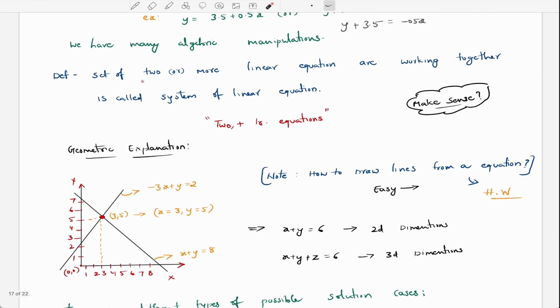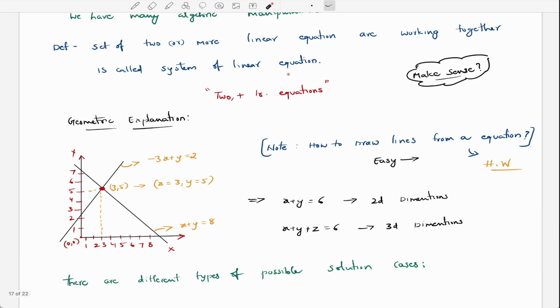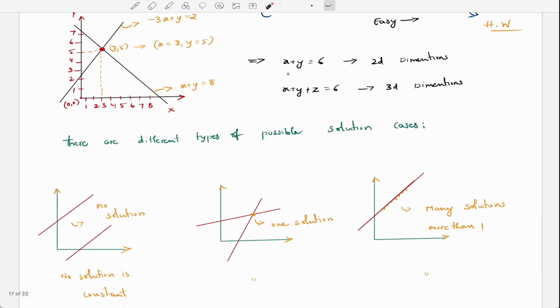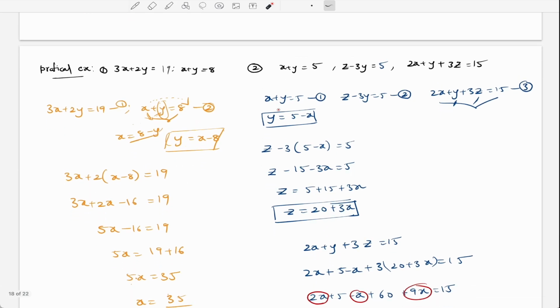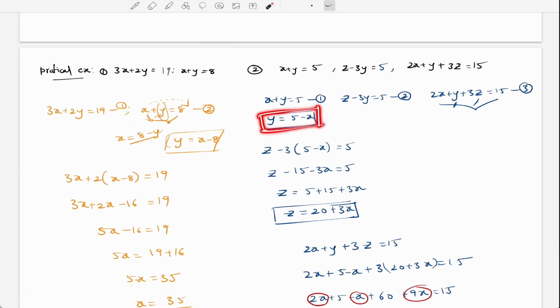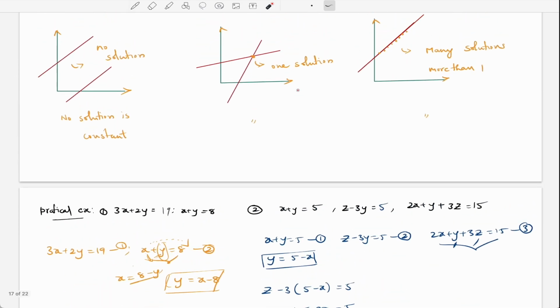The system of linear equations is just a set of two or more linear equations working together to give an output. And we do some algebraic manipulations. What do you mean by manipulations? This process is called manipulation. We put y here in the LHS, and we transform this x to the RHS. These are called algebraic manipulations.